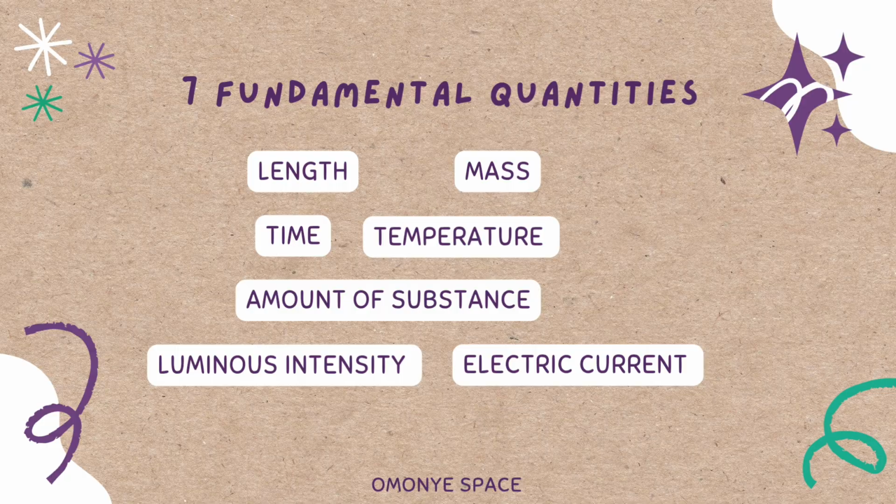We have 7 of them, 7 fundamental quantities. And these quantities are length, mass, time, temperature, amount of substance, luminous intensity, and electric current. These are the 7 types of fundamental quantities.